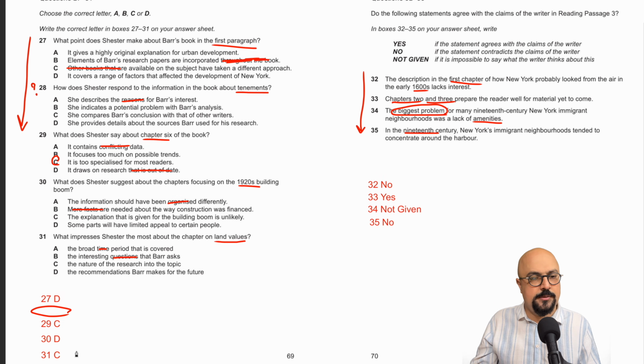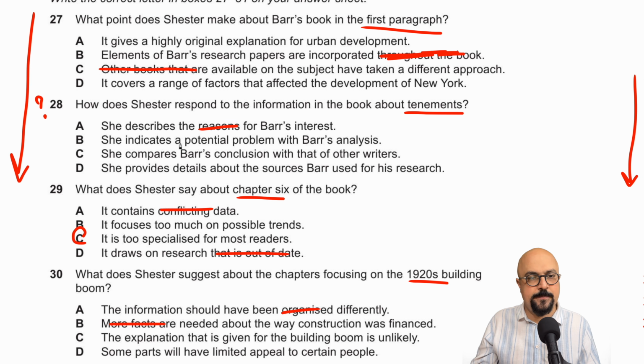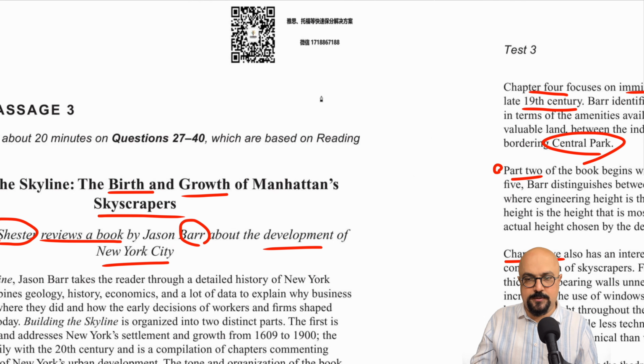Except for 38. Now, this is a tricky one. We need to check the time. If there is still some time left, we can read this part more carefully this time. If not, we can select something out of these three. This is the least possible, so it has to be one of these three. So let's read it. Let's suppose that we have some time left. So, how does she respond to the information about this? Let's read that part carefully.